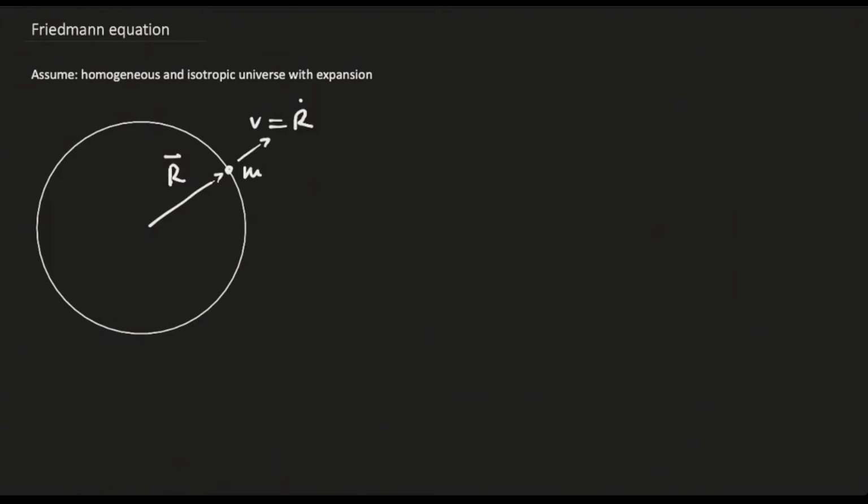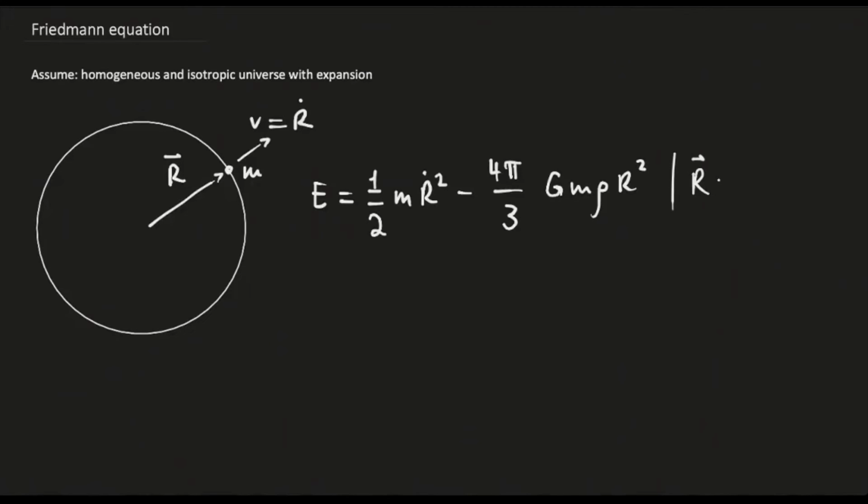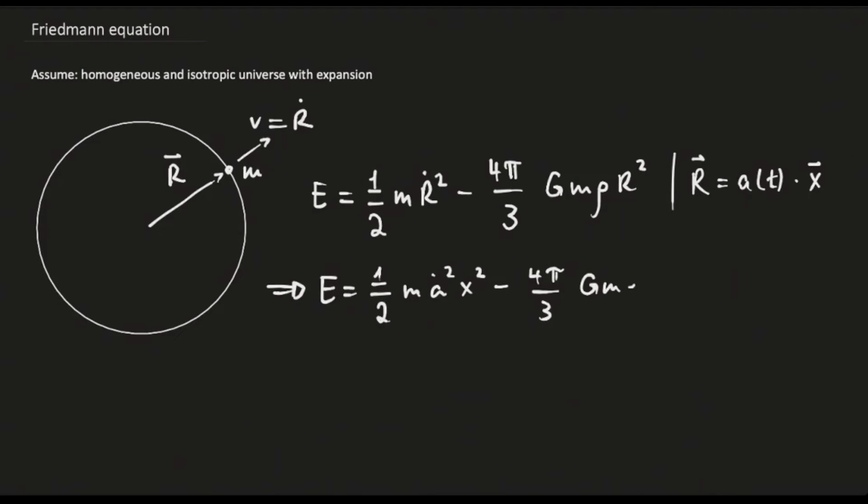We can now write the Hamiltonian of this system, which is simply the kinetic energy plus the potential energy. The density inside the sphere we write as ρ. We can then introduce new coordinates for r and write it in terms of a co-moving distance. Here, a is time dependent, x on the other hand is not. We can replace the expression in the Hamiltonian and get half m a dot squared x squared minus 4 pi over 3 G m rho a squared x squared.